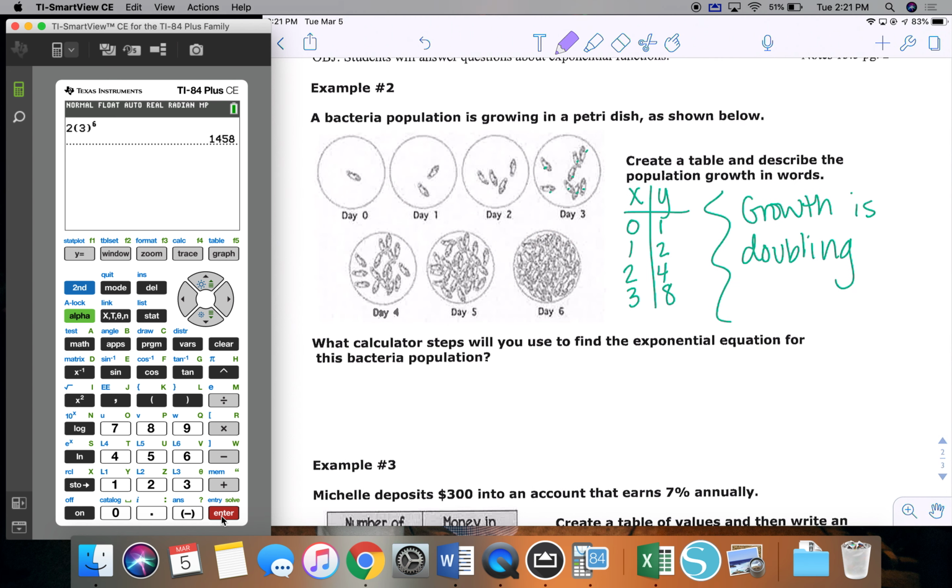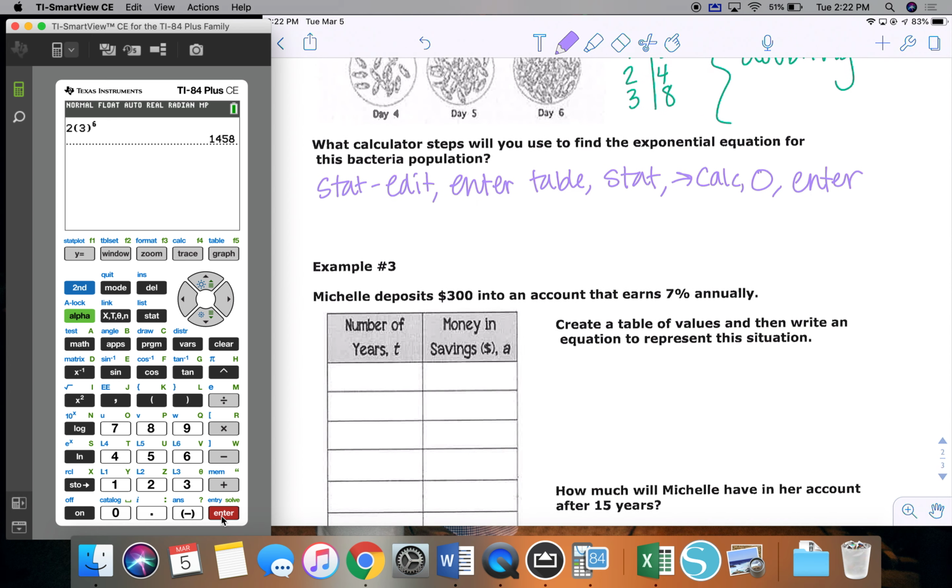Okay, and then they ask for the calculator steps to find the exponential equation. So I will do stat, edit. I would enter the table, and then stat, scroll right to calc. Option 0, enter 3 times or however many times it takes. Press enter a lot. And those are going to be your calculator steps.